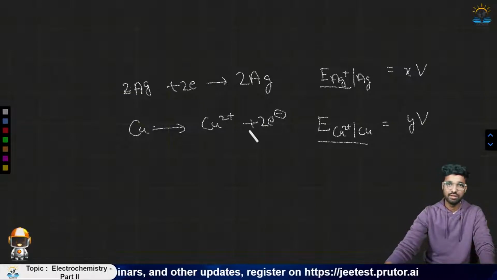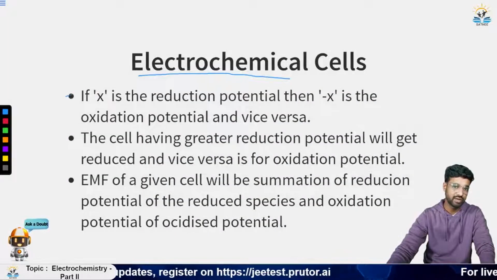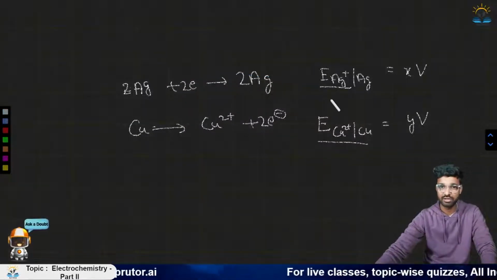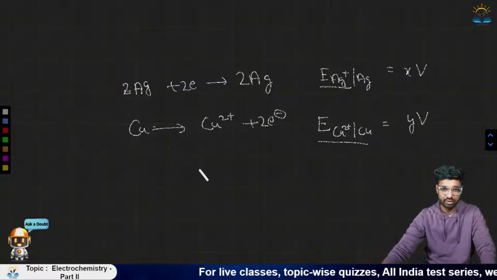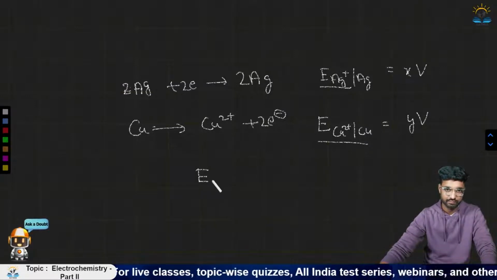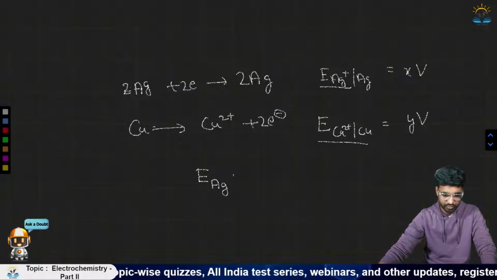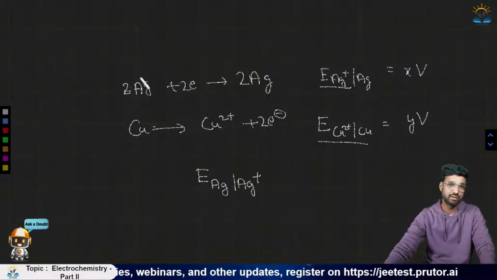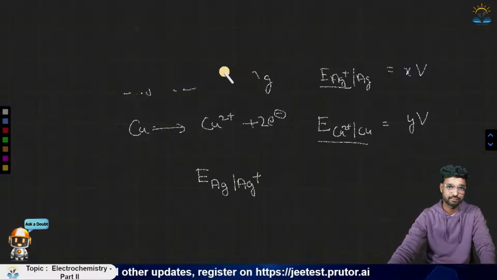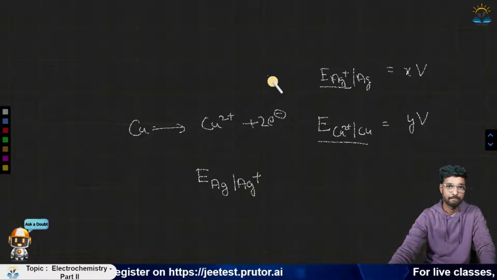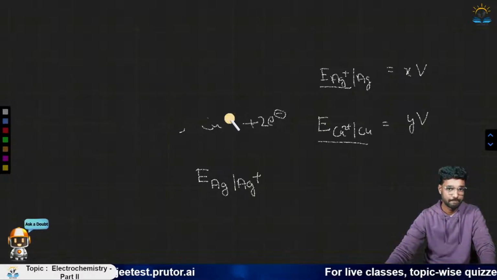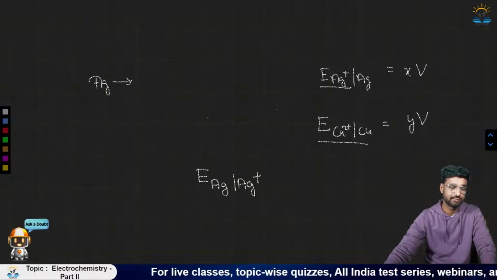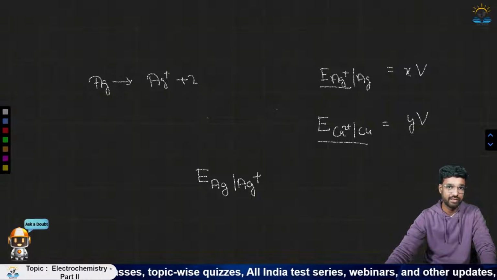Y volt. Now the point I want to make here is that the first point says that if X is the reduction potential, then minus X is the oxidation potential. Now if you want to represent the oxidation potential, it will be written like this: Ag will go to Ag+. So you can see here clearly that Ag is going to Ag+. That means if Ag is going to Ag+, that means it is releasing one electron.